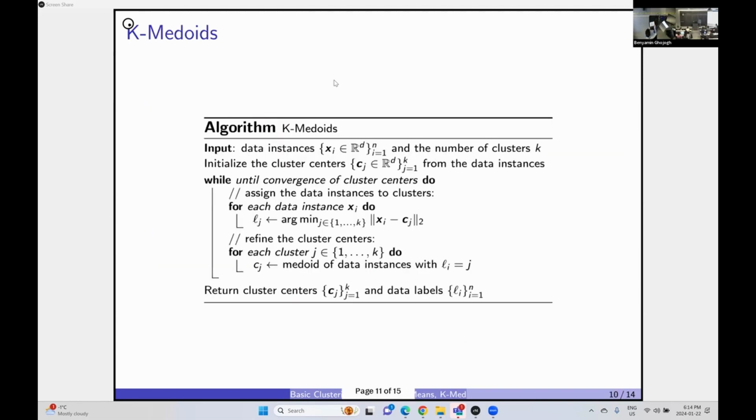So that's one thing. That's K-medoids, and the only difference is this: we get the medoid for tuning the cluster centers.